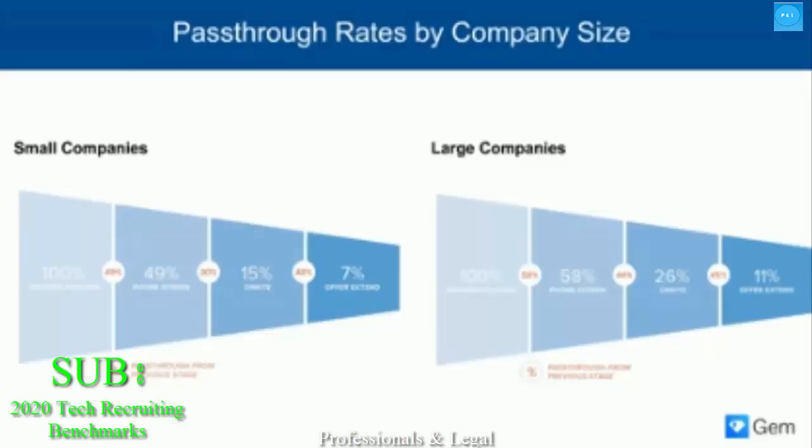All right, so to start, let's look at pass-through rates by company size. Small companies invite fewer candidates on site than larger companies do, 30% versus 44% pass-through rates, but they tend to extend more offers, 48% versus 45% pass-through rates. For larger companies, the moral of this story might actually be take a tip from smaller companies and screen like a startup.